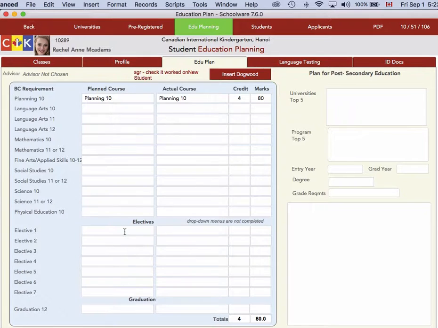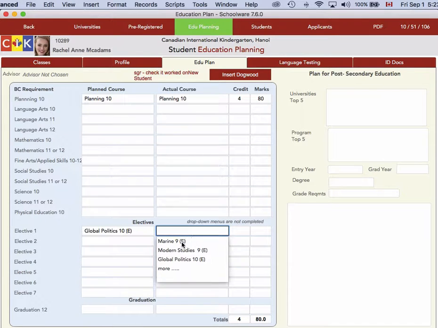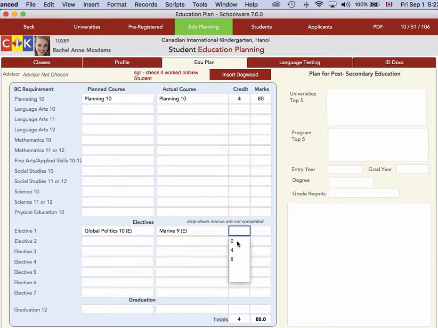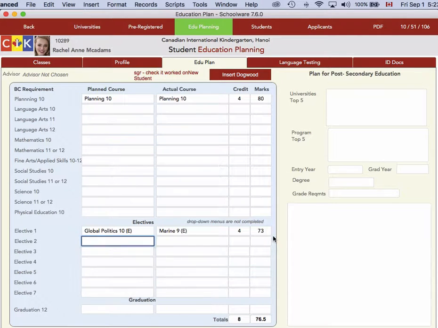So for example, if you decided at some point in time to take an elective would be global politics, and you took something else, marine, and you got 4 credits for that, and you got 73, and you see the difference. It runs you right through.